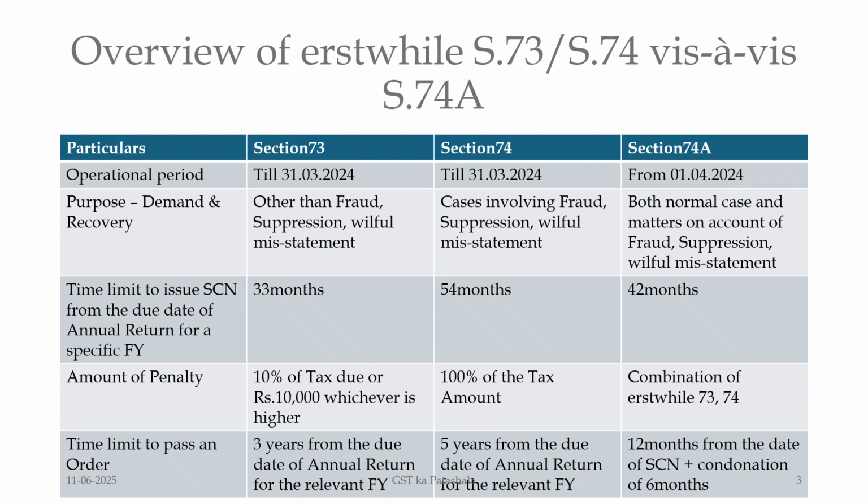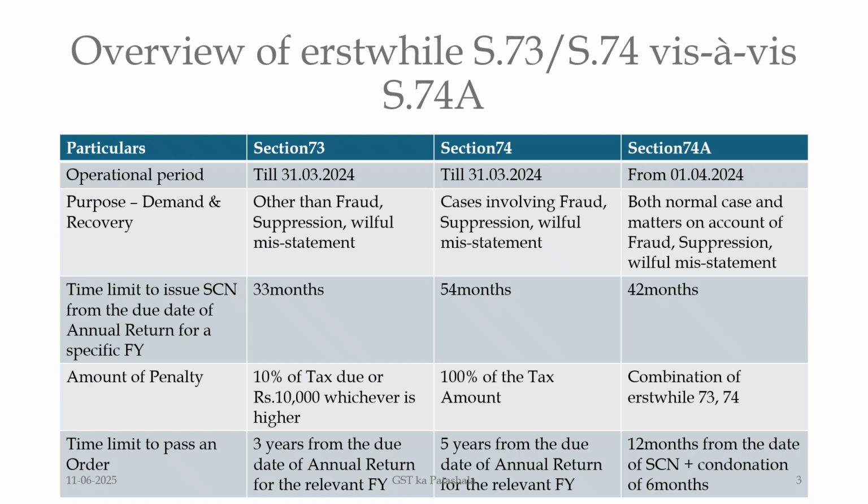I repeat, assuming for a moment that for financial year 24-25, the show cause notice was issued in, say, June 2025. The officer under GST law has to pass an order within 12 months. That is, on or before June 2026, the order has to be passed.